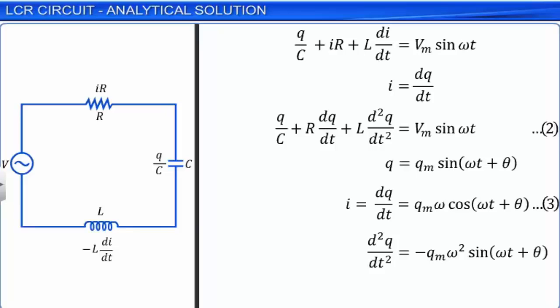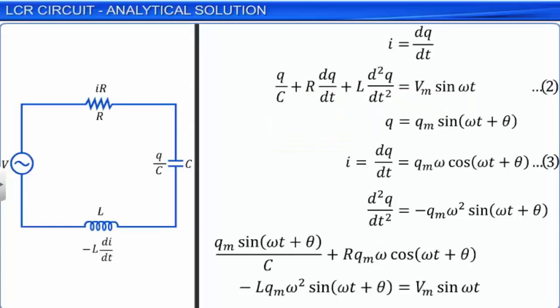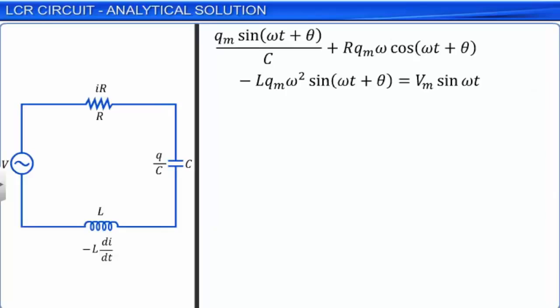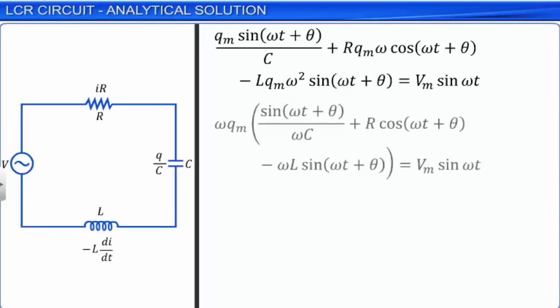Substituting these values in equation 2, we get Qm sin(ωt + θ) by C plus R Qm ω cos(ωt + θ) minus L Qm ω² sin(ωt + θ) equal to Vm sin ωt. Taking ω Qm common in the left-hand side of the equation and rewriting the expression, we get ω Qm into [sin(ωt + θ) by ωC plus R cos(ωt + θ) minus ωL sin(ωt + θ)] is equal to Vm sin ωt.